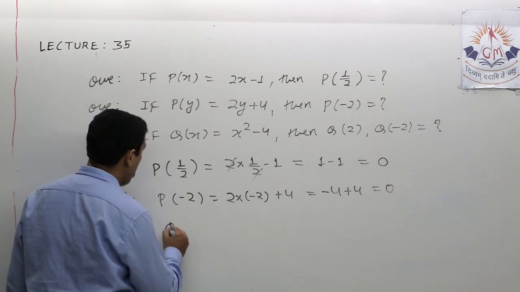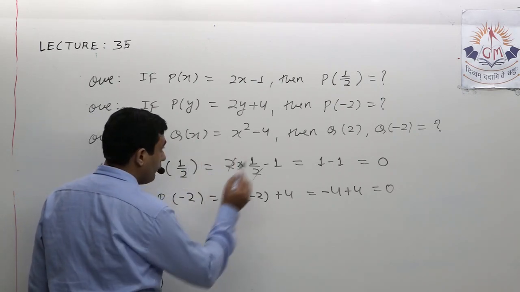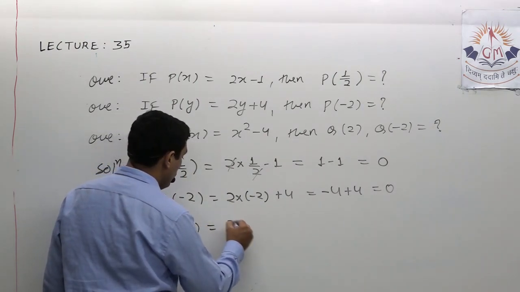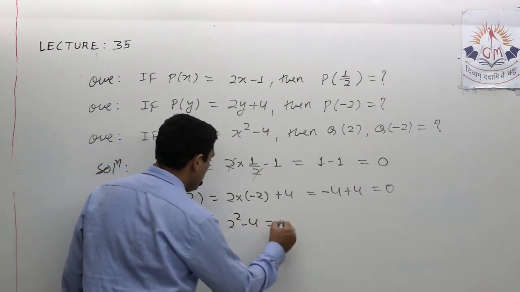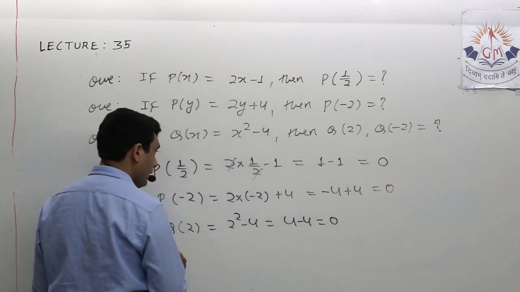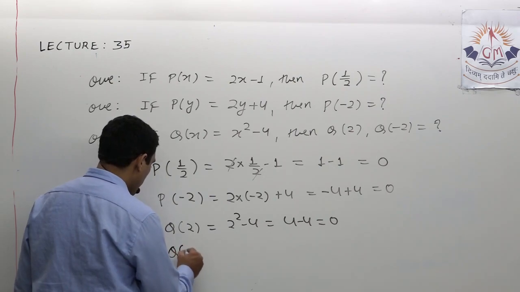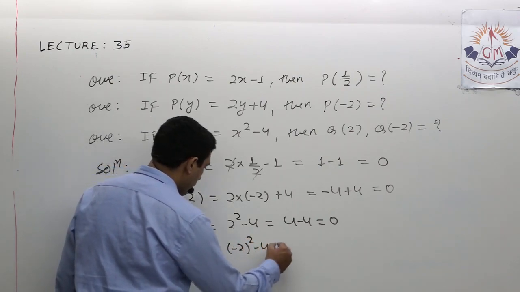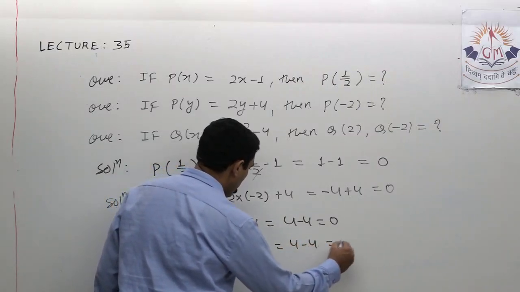Okay, now solution of the third one. Q of x, so q of 2 and q of minus 2. So, q of 2 is equal to 2 square minus 4, that is 4 minus 4, that is equal to 0. Okay, as well as q of minus 2 is equal to minus 2 square minus 4, that is 4 minus 4 is equal to 0.